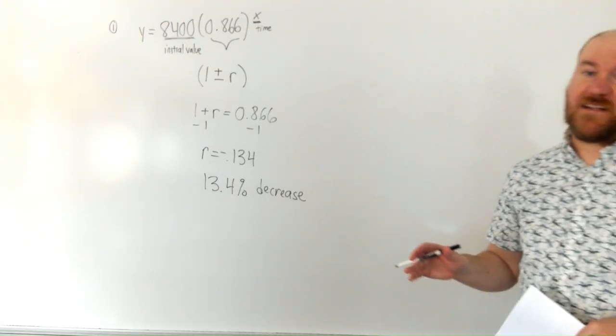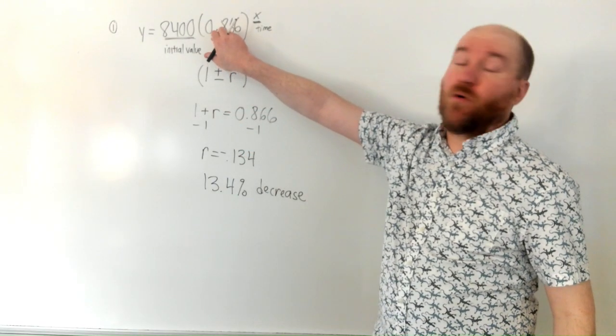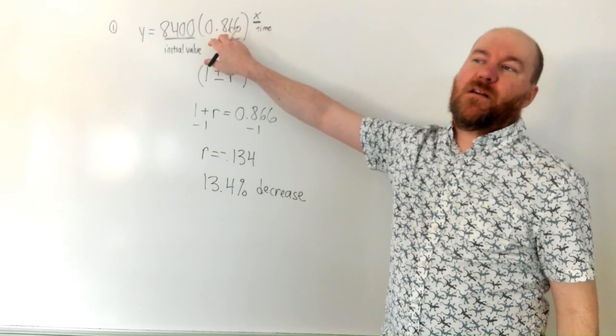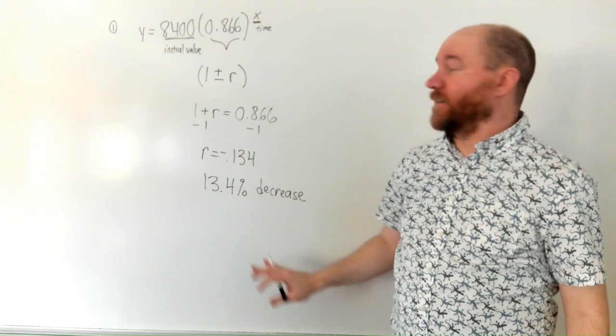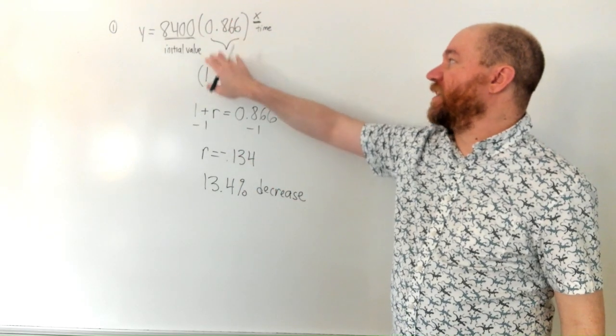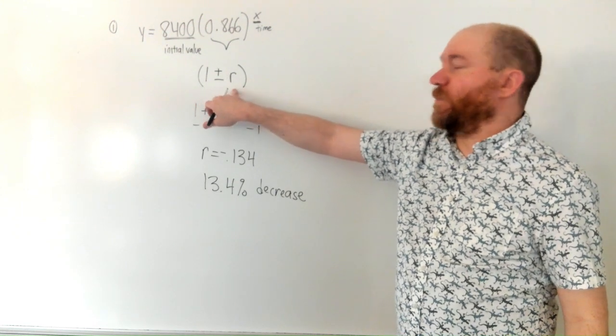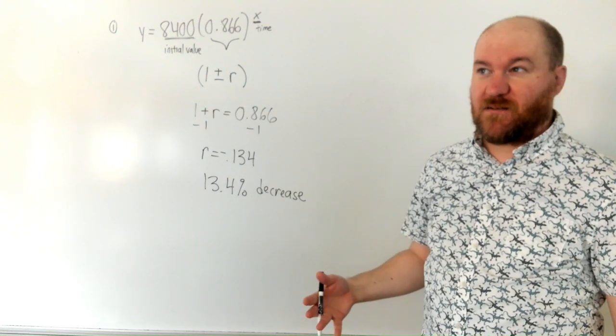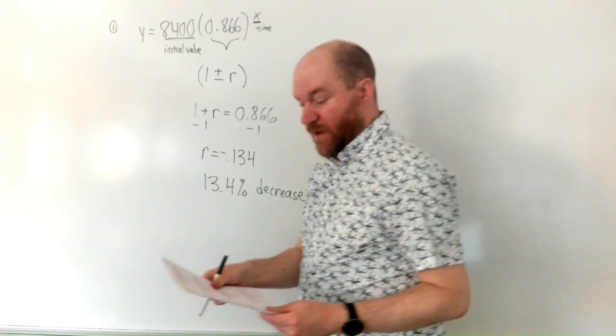A really fast indicator of that would be the fact that this was below 1. As soon as you see that that's below 1, you know that we're decaying. And to figure out how much we're decaying by, we do 1 plus or minus that number that we didn't get given. Okay? Let's try another one.